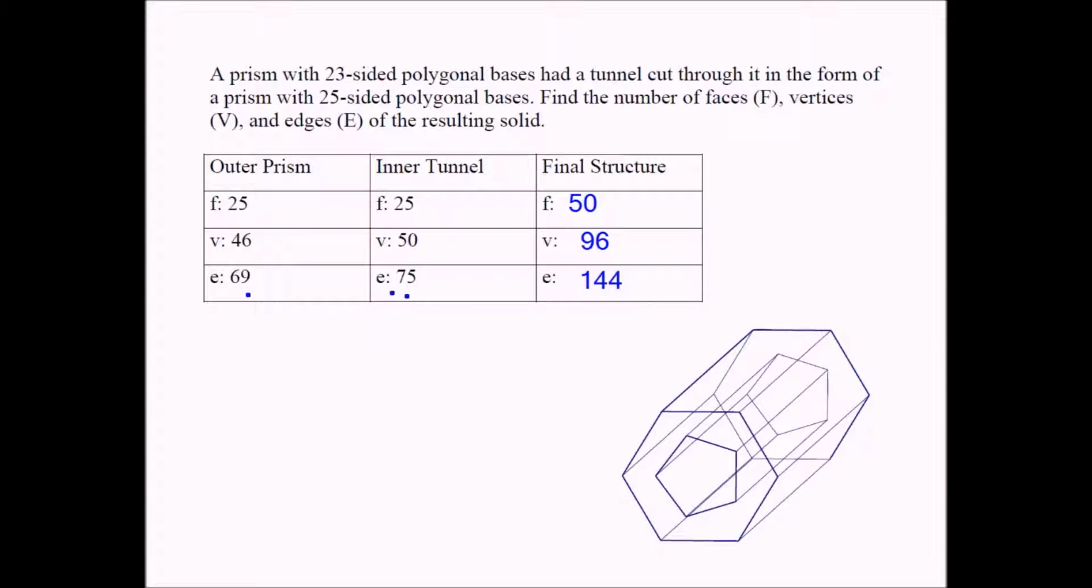So all I did, I carefully found out the number of faces, vertices, and edges the outer prism would have, and the number of faces, vertices, and edges the inner tunnel would have. Then I added them together. 25 plus 25 is 50, 46 plus 50 is 96, 69 plus 75 is 144. So these are my final answers.